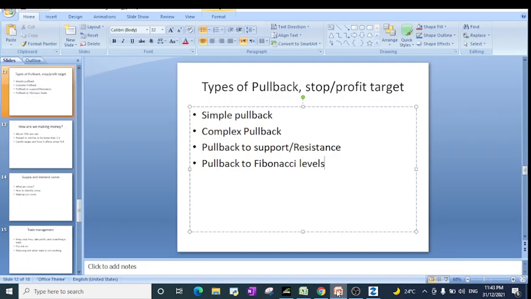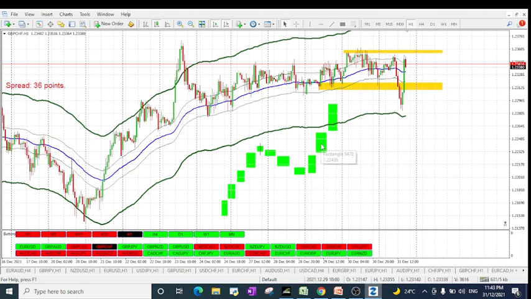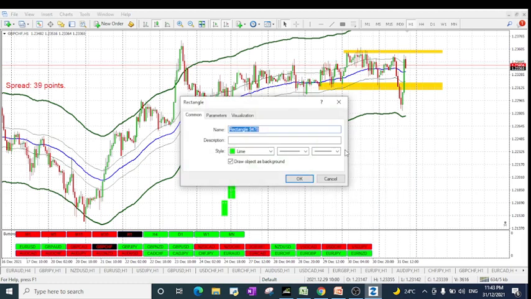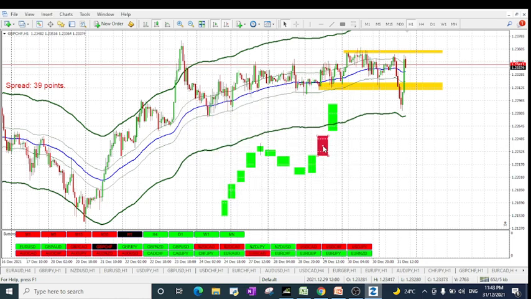So the next type of pullback is a complex pullback. A complex pullback is basically when you get a simple pullback and a lot of people get sucked in thinking that price will go up, flag, and continue to move up. But what actually ends up happening is this candle here, instead of continuing up, will close like this. You see? And most likely the next candle will continue heading down. So this is a complex pullback.